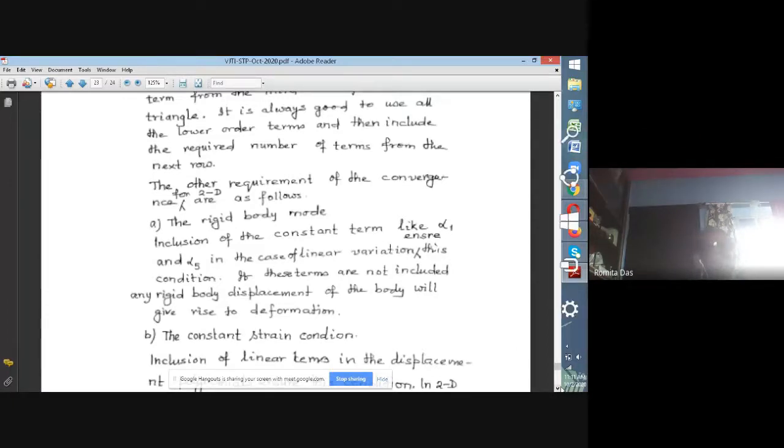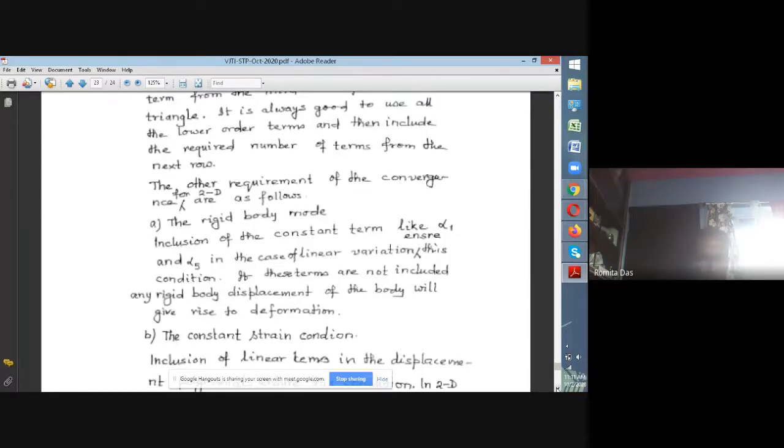You cannot avoid that. If you have a situation where there is local heating of the body, there will be deformation. And if you don't include this rigid body mode, the deformation will not be reproducible by the polynomial that you have selected. So in the case of non-uniform stress problems, particularly thermal stress problems, this element will misbehave. So you must have constant terms involved in the polynomials.